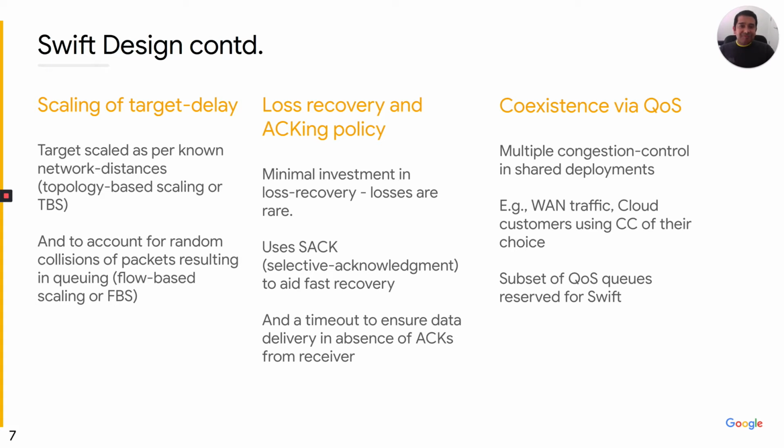Happily, we have not needed to invest much in loss recovery because losses in Swift are, well, extremely rare. We use selective acknowledgement to aid fast recovery. And we also have an RTO mechanism to ensure data delivery when we cannot use fast recovery. As an example, let's say when the ACKs get lost.